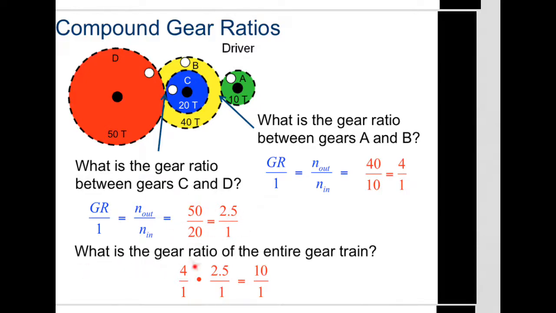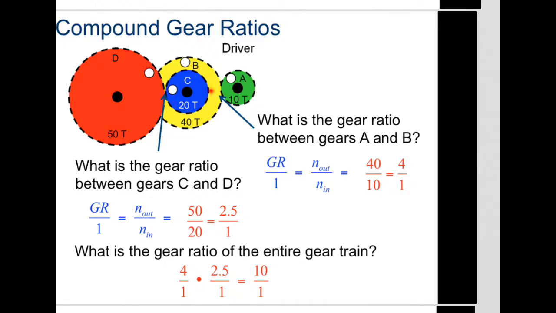Okay. What is the gear ratio of the entire gear train? Since it's a compound gear, you can't just ignore the two gears in the middle. Because if you did, you would get 50 divided by 10. That's a gear ratio of 5. However, we don't have that. With compound gears, meaning a setup like this, some of them share the same axle.